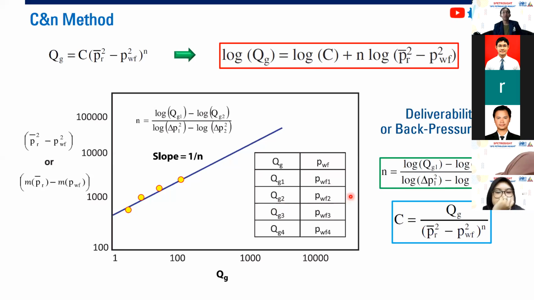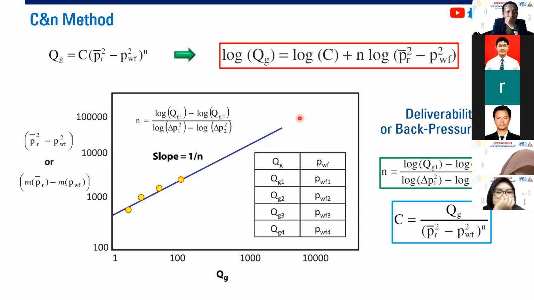And then you open your choke again, a bigger one. You have Q3 and pressure 3. And lastly, you open it for the final time, okay? You have Q4 and pressure 4. If you plot this, you can see a linear profile like this one.